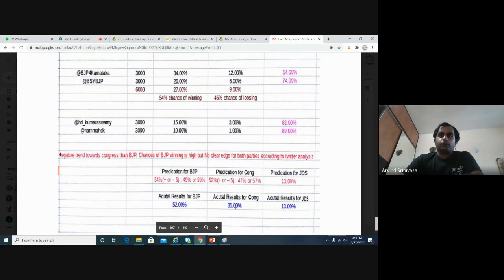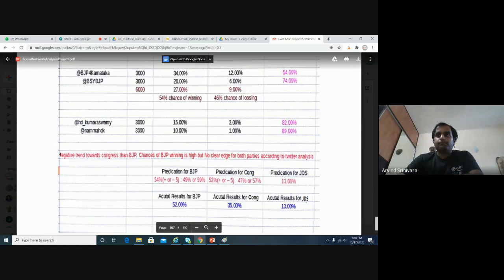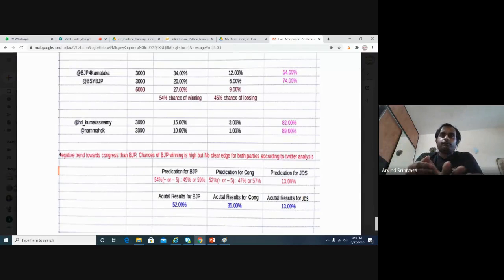Accuracy of the results for Congress was 35% and the BJP and JDS was 13%. We even told that the prediction for BJP was swinging between 49% to 59%, the Congress might be 47% to 57%, and the JDS 13%. We got the exact result of what actually came.